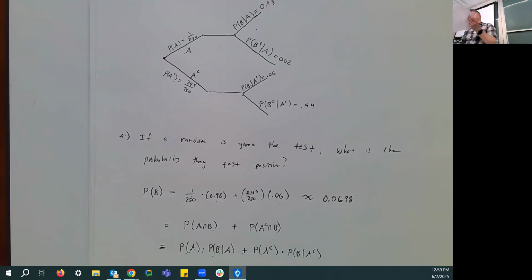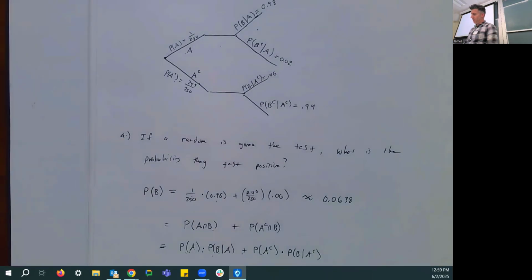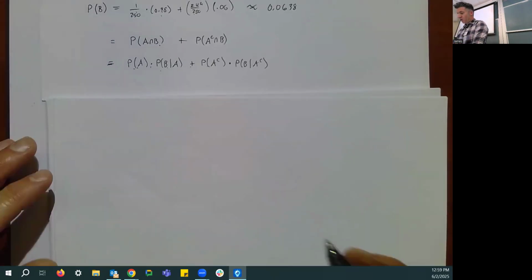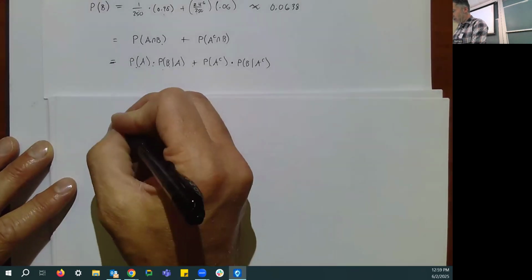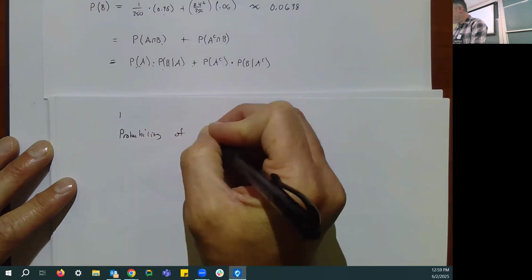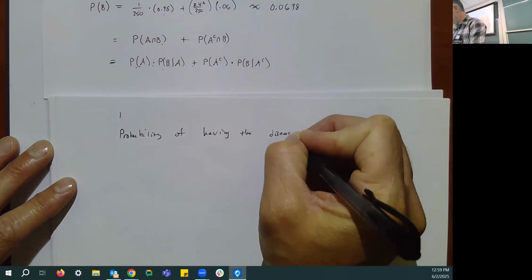We're almost out of time, so let me say one more thing here. The question people really want to answer is, what's the probability of having the disease given that we tested positive?